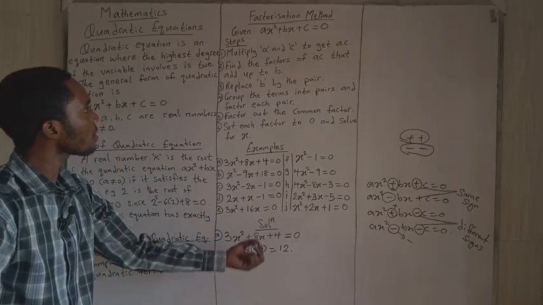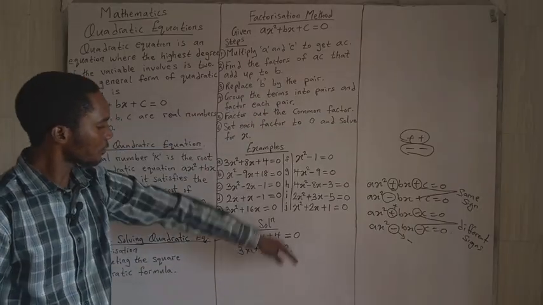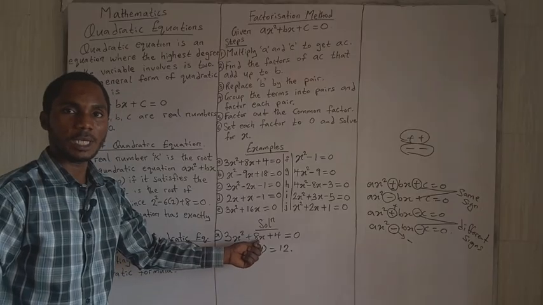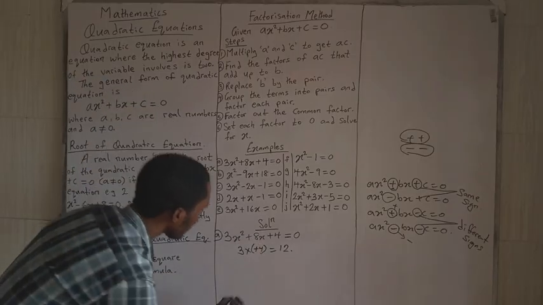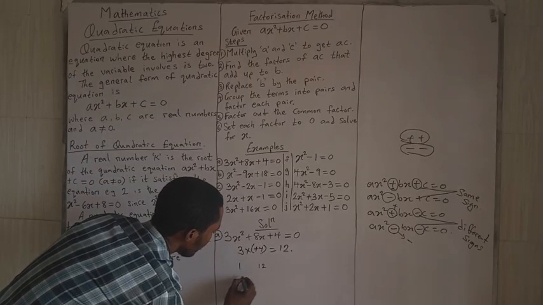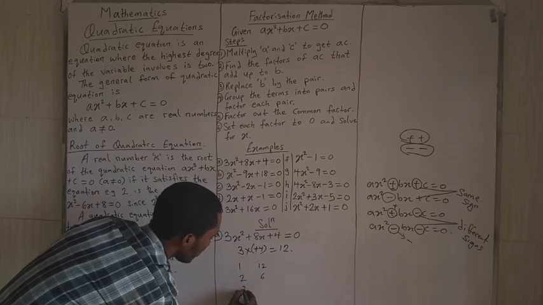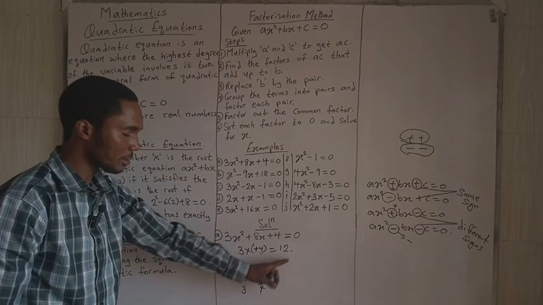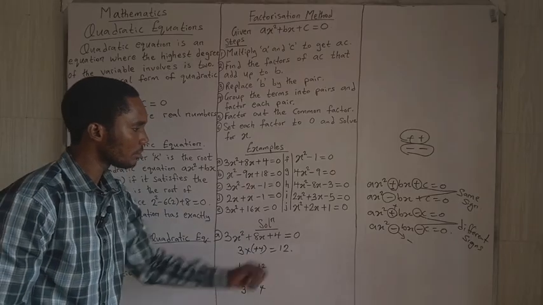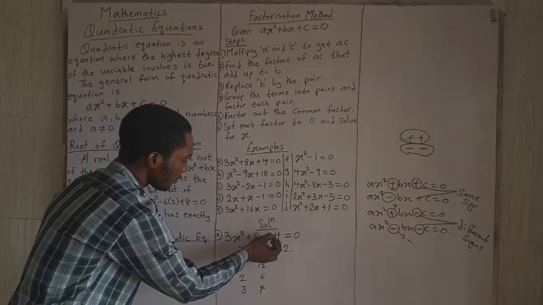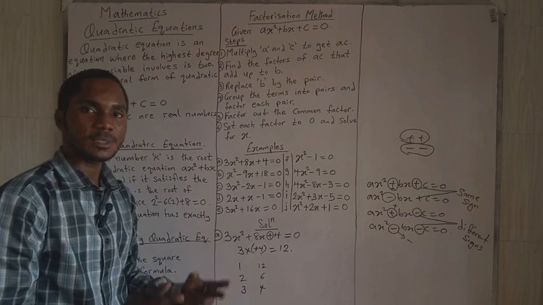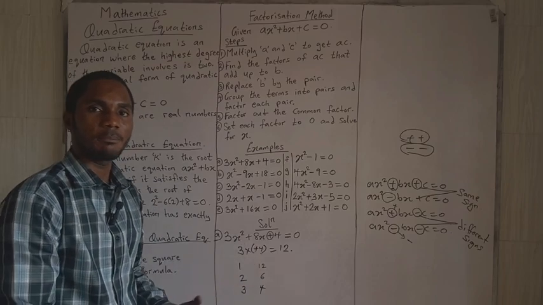Now let's come down to this. We are looking for the pair of factors of 12 that will sum up to b, which is 8. The possible pairs are what? 1 and 12, 2 and 6, 3 and 4. 1 times 12, 2 times 6, 3 times 4. But this is positive. That means this pair of factors will have the same sign. Is it plus plus or minus minus?